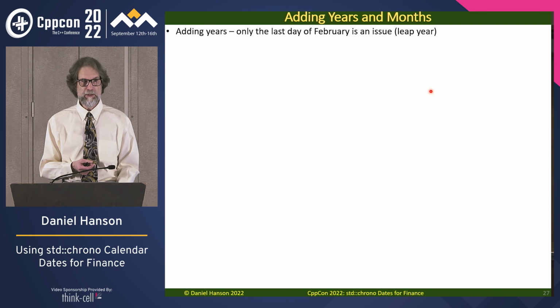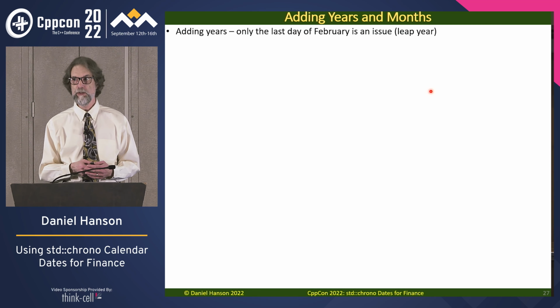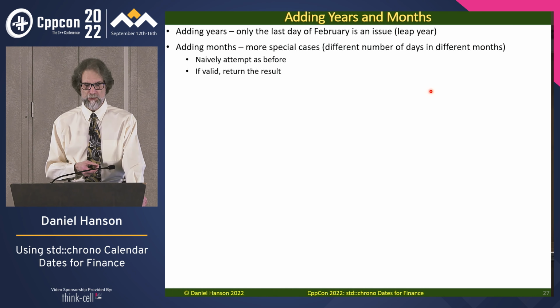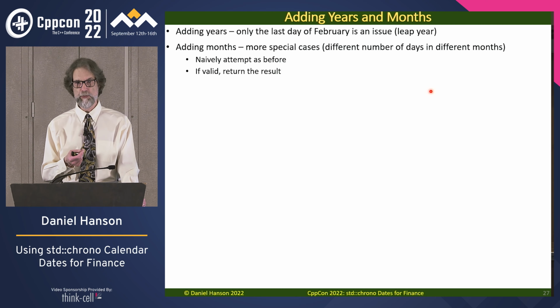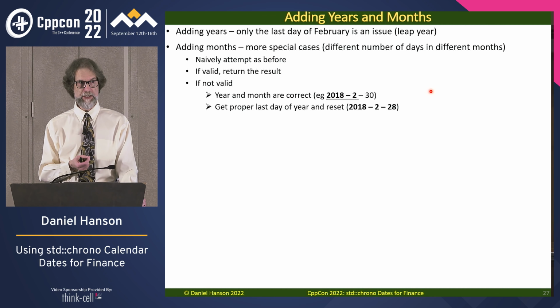Okay, for adding years, this is pretty easy. The only thing you need to deal with here is last day of February, so that's pretty easy. A bit more difficult is dealing with adding months because you have all these different months with different numbers of days. So what you can do is just naively attempt as before, check if it's valid. If it is, return the result. If not, grab the year and the month, and then update the day.